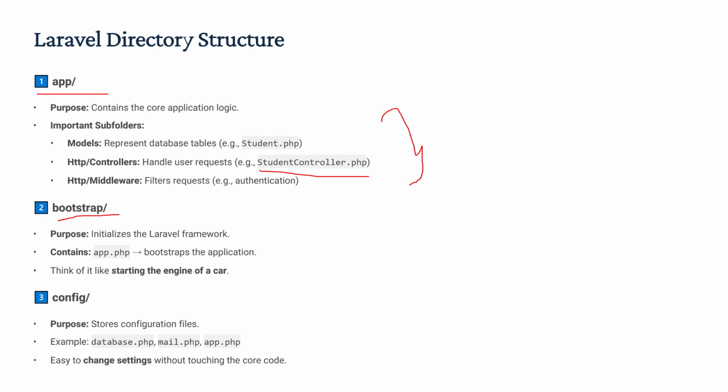Then we have the config folder. Its purpose is to store configuration files. This contains all settings like database, mail, app name, etc. If we want to change any settings, we change them here without touching core code.